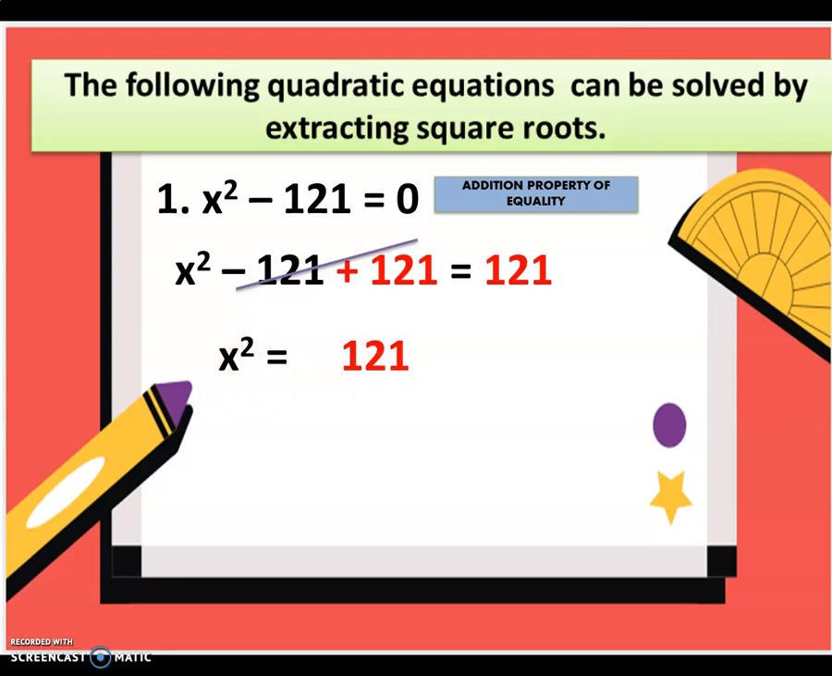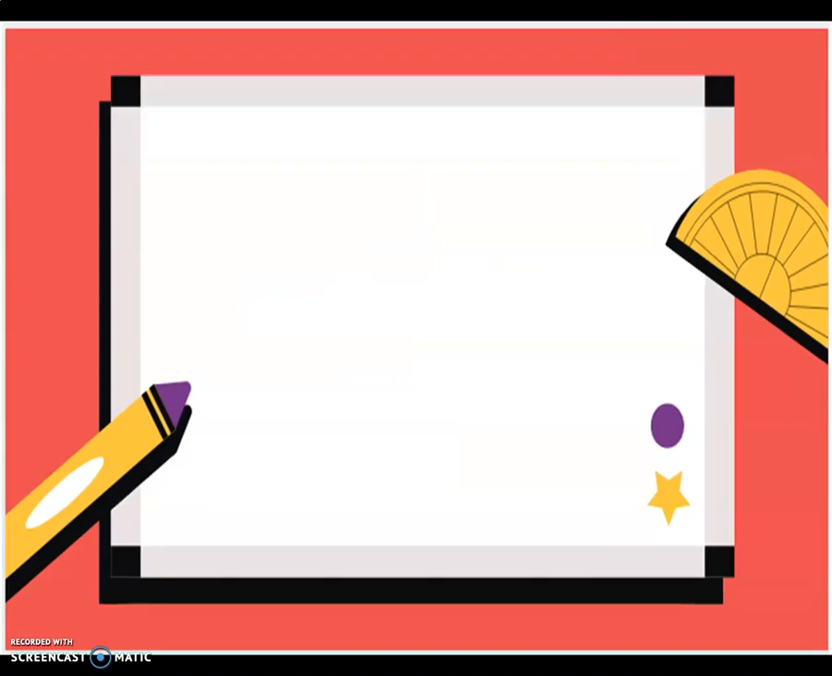And para makuha po natin ang square root, of course, ipasok natin sa radical. So, x is equal to the square root of 121. We all know that 121 is a perfect square. So, ang square root po ng 121 is 11. But since we extract the square root, we are expecting two possible results or possible roots. So, ang sagot po dito is x is equal to positive or negative 11. Or x is equal to positive 11 and x is equal to negative 11.